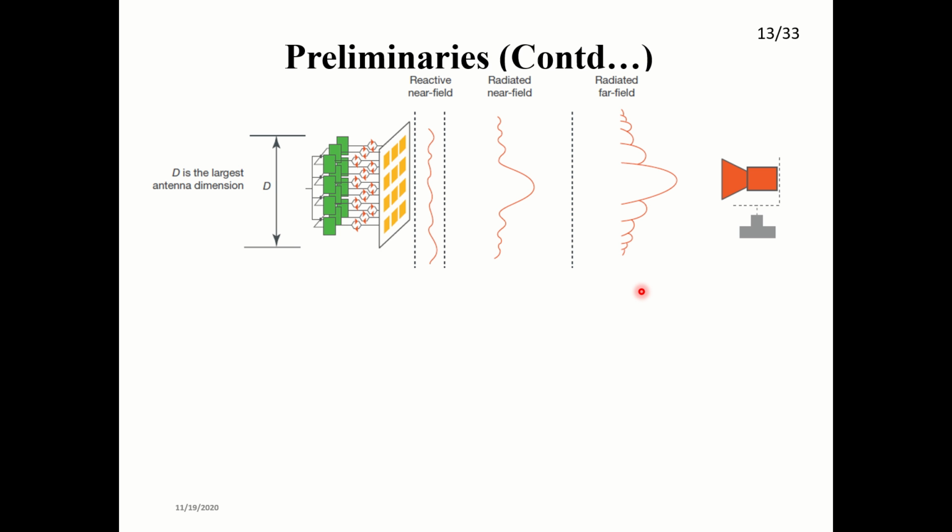You might have come across far field distance like that. Far field means there is not much interaction between this one and this one. So you will get a pattern at far field.